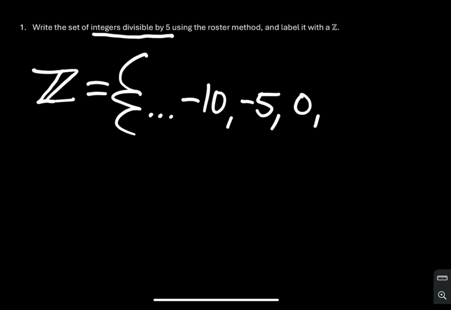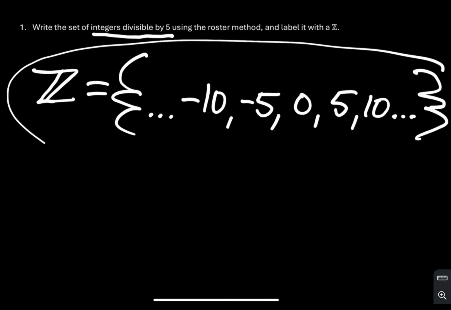And then next we have to do the positive side as well. So we have to include some positive numbers to establish a pattern on the positive side. So we have 5, and then we have 10. And then now we can use our ellipsis again to show that it goes to positive infinity as well. So we close our set here, and that's going to be your answer.